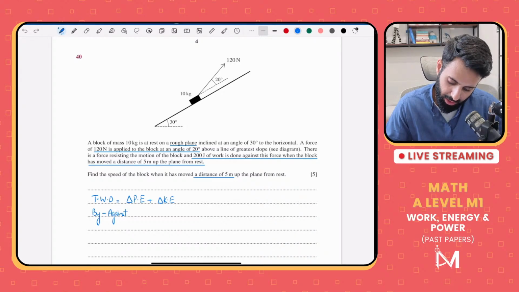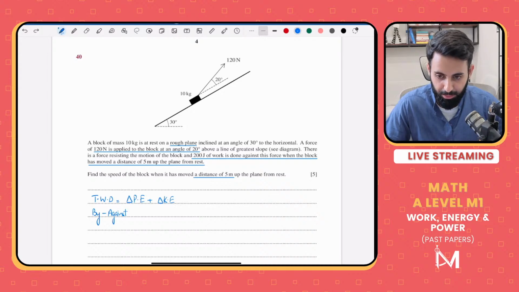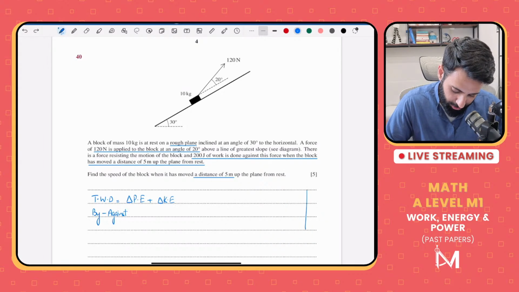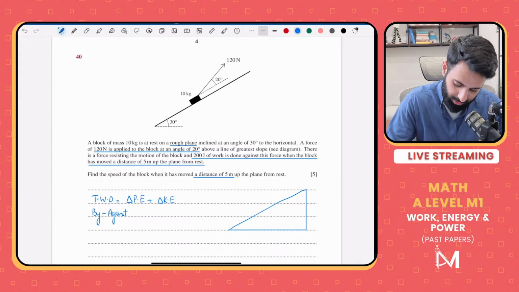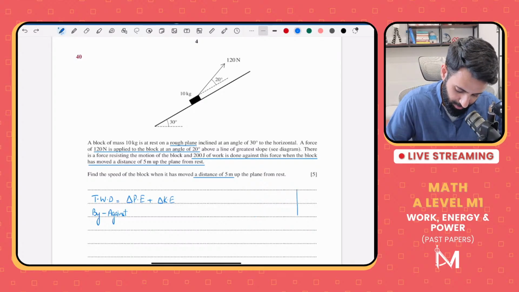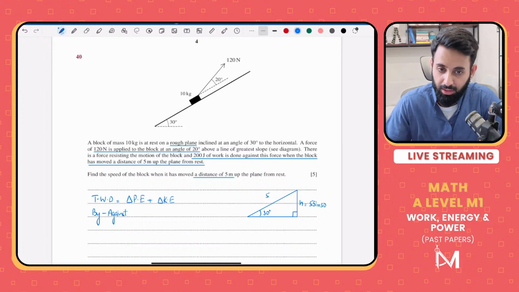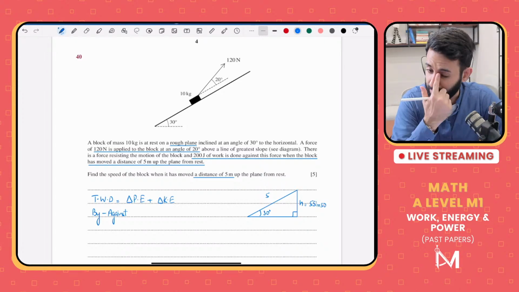Change in potential energy. Because the block has moved a distance up the plane, we need to consider that. Let's see what will be the change in potential energy. So that's an unnecessarily long triangle, let's make a small one. If a block moves 5 meters up the plane and this is 30 degrees, then the change in height would be 5 sine 30. So keep that in mind.